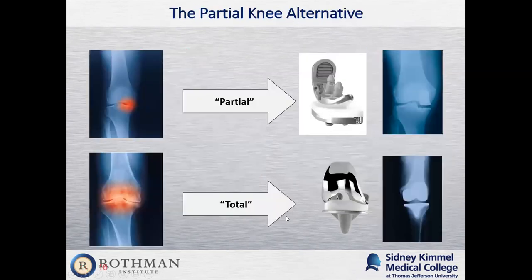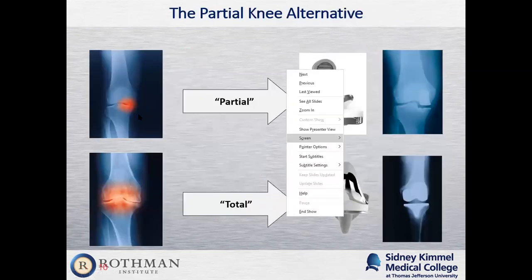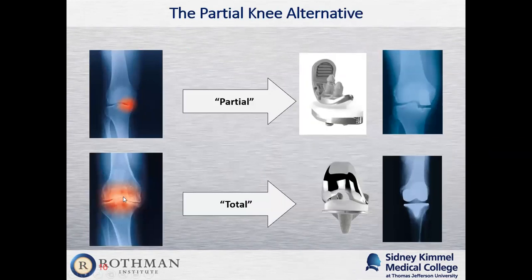So let me go back here for a second. Here's an example right here of a knee that has arthritis throughout the joint. You can see the bones are touching right over here all the way through. So this is a great example for a total knee replacement.